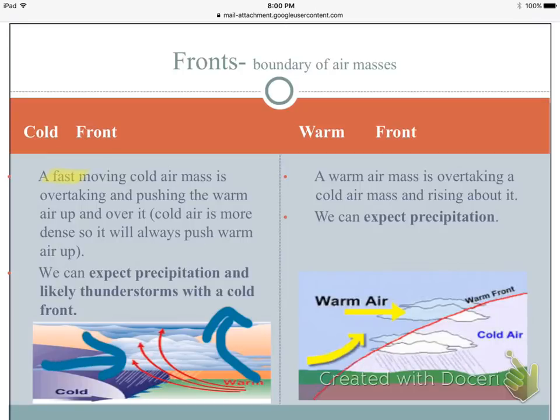Okay. Whenever we have cold fronts, you're going to see precipitation, and most likely thunderstorms occur with cold fronts just because they are so abrupt and fast-moving. The next type of front is a warm front, and in this situation, you have your warm air coming in, and that's going to be overtaking a cold air mass. And what it's going to do is it's going to push it and rise above it, and when that happens, we're going to have a little bit of precipitation.